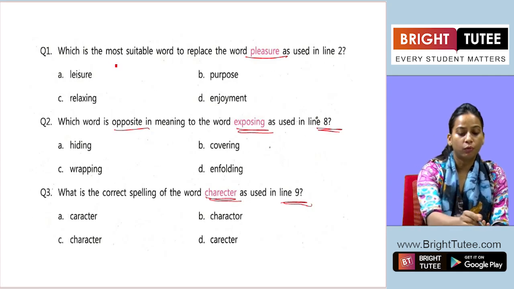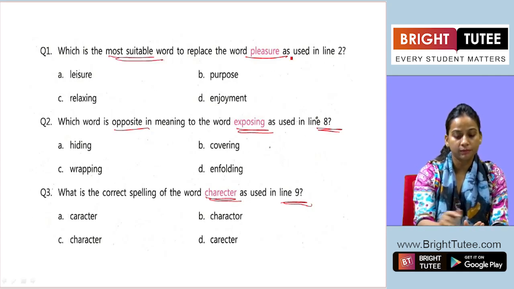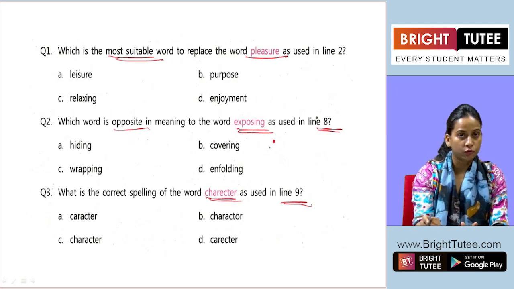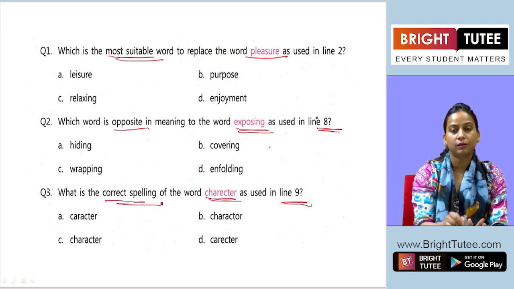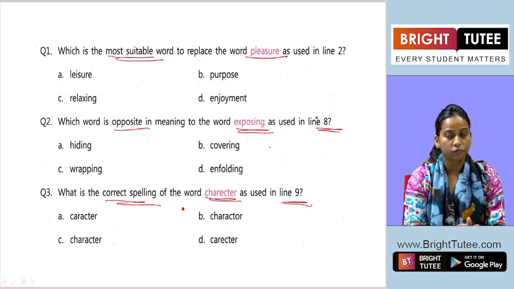We have to keep focus. The most suitable word we have to use in the place of pleasure. Opposite of exposing we have to find out, and we have to check the correct spelling of character. So, let's move to the exercise.